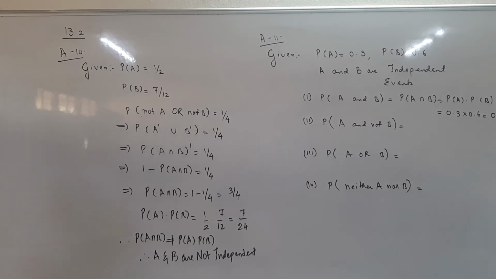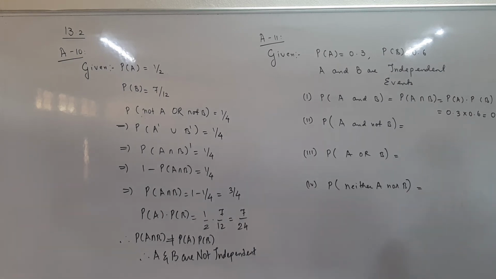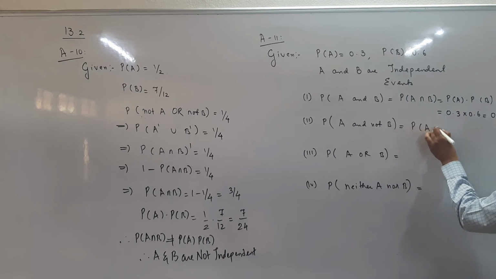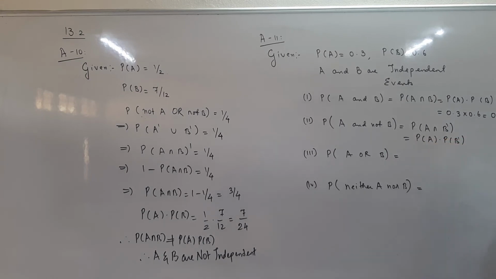So P of A and B is symbolically written as P of A intersection B, and if A and B, students, are independent events, then P of A intersection B will be equal to P of A into P of B. Now P of A and not B, and means intersection, not B means B complement, and this is equal to P of A into P of B dash. If A and B, students, are independent events, then A and B dash are independent, A dash and B are independent, and A dash and B dash are also independent. So this is 0.3 into 0.4, so this is 0.12.